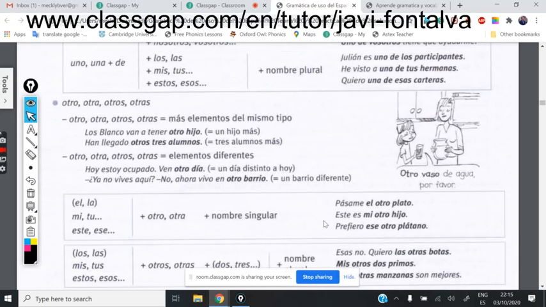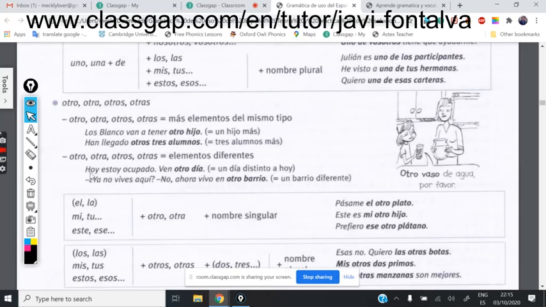Probably the issue is going to be this one: otro, otra, otros, otras. Why? Because in English, you say another. In Spanish, you don't really say another, you just say other. For example, "Los blancos van a tener otro hijo." Remember, you don't say "un otro hijo," it's simply "otro hijo." When you use otro, otra, otros, otras, you don't use an article like in English. "Han llegado otros tres alumnos." You could also use a number here: three other students.